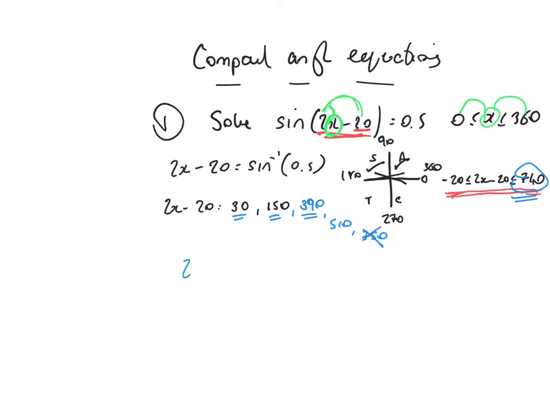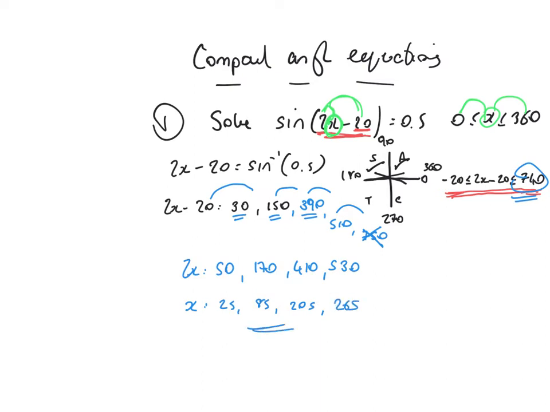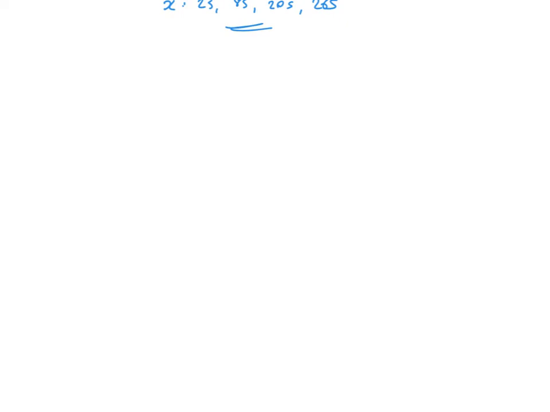Next move is I'm going to bring the minus 20 over and add that 20 to all my solutions. So that will be 2x equals 50, 170, 410, 530. My next move is to divide everything by 2. So it's going to give me 25, 85, 205, 265, final answer.